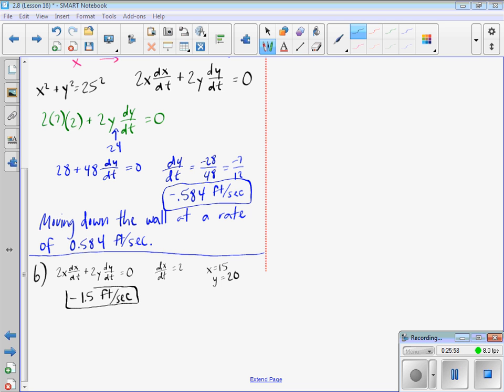Yeah. Okay. So for part C, same idea. When my x is 24, what's my y? 7. They just switch, right? And when I plug it in, what do I get? 6.857, and that's in feet per second. So does anyone have questions on how to do those?